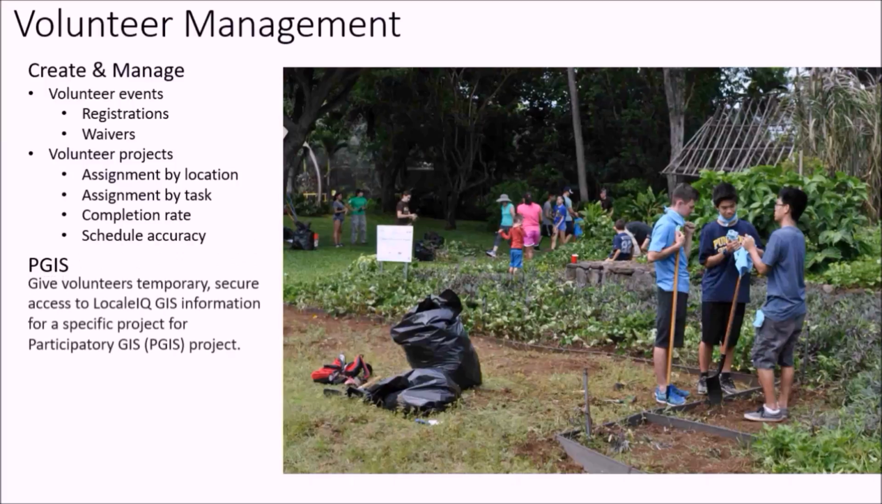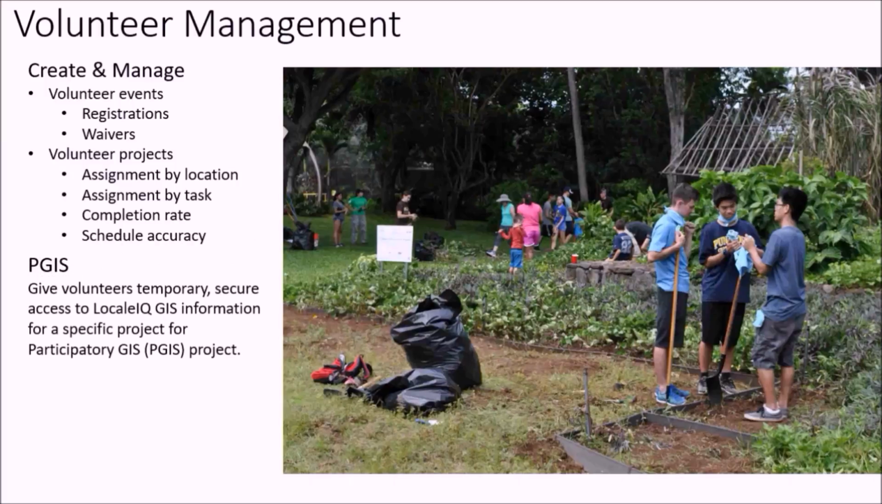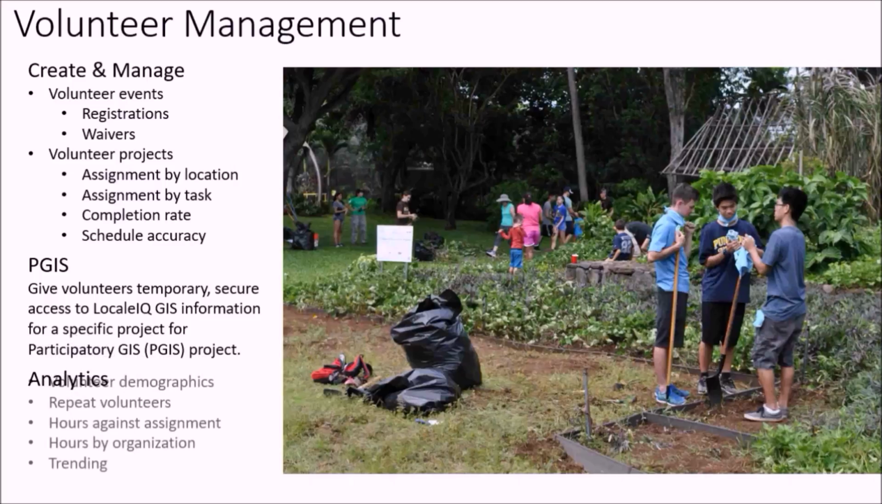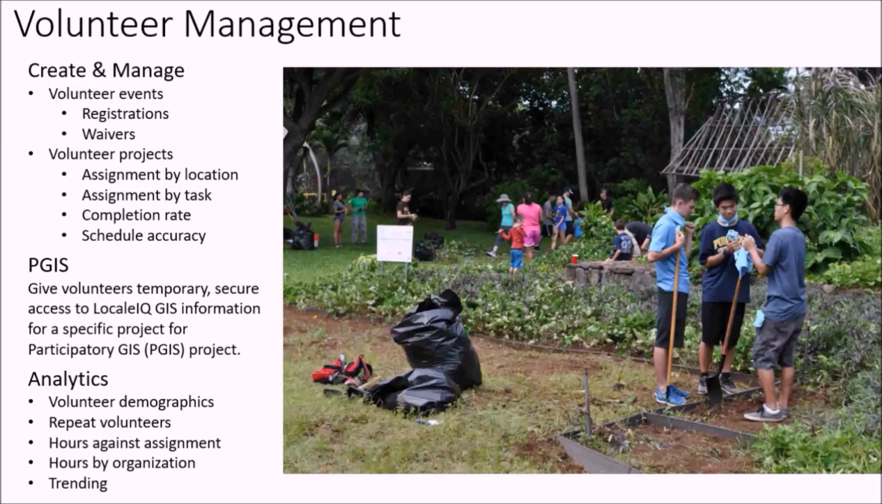Managing participatory GIS projects is easier as well, when you can give your volunteers temporary secure access to a specific survey or maps for them to update their information for projects such as wildlife, plant, and invasive species sightings, inventory, and location mapping. As we mentioned previously, LocaleIQ offers a complete set of volunteer analytics, and Tom will touch on these a little bit more in the detail at the end of this webinar.